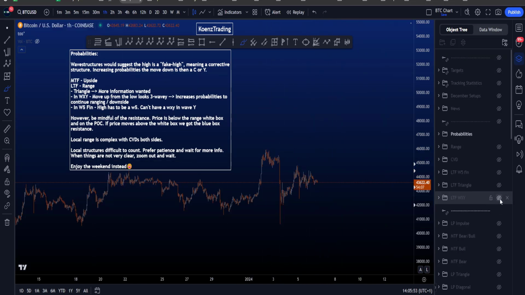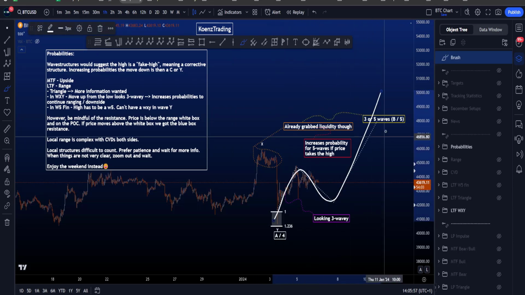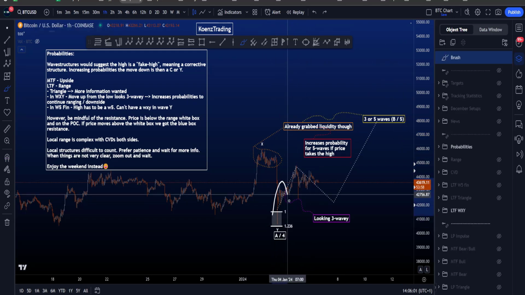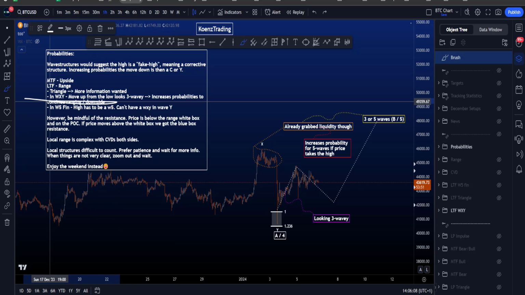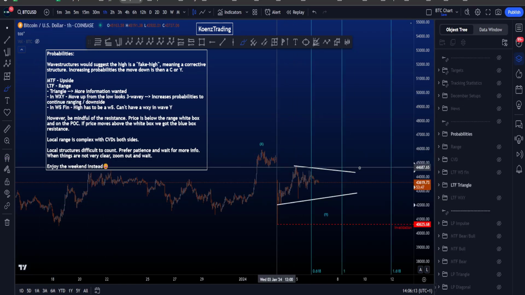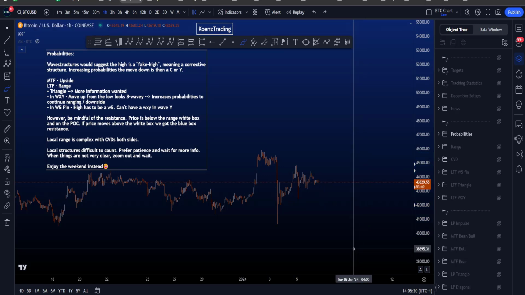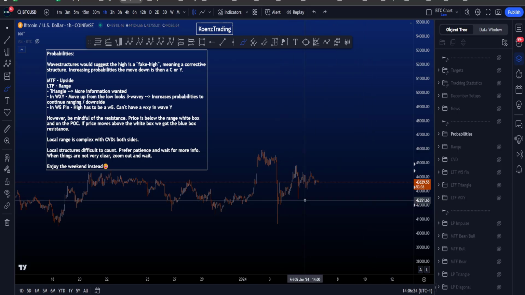In the WXY scenario here, where we're looking for a move to the upside either in 3 or 5 waves, well, this move to the upside at the moment looks more 3-wavy than impulsive, which therefore increases the probabilities to continue ranging, or potentially a move towards the downside. Of course, continuing in a range could lead to the triangle scenario, and a move to the downside could become a potential wave C and an ending diagonal. But again, that is very, very early to call, right? Prefer to see more information.